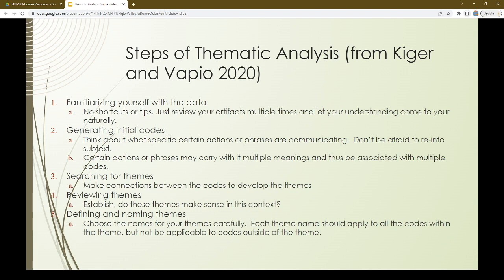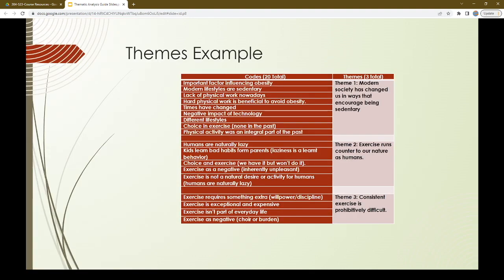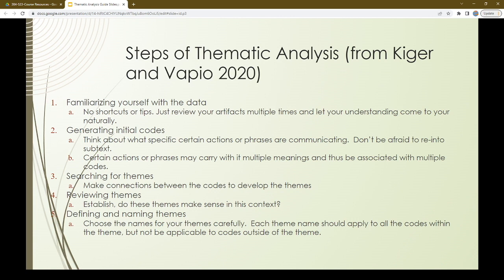Now, I will note that you may end up having, by the time you're done with your themes, what I would call orphan codes. I would expect most of your codes should fit into themes, but maybe not necessarily all of them. You may have noticed when you're looking at my coding and my themes, my 9 code, the implicit ideal person is a fit, physically active, and thin person. That I kind of inferred out of this one sentence right here, but in all honesty, by the time I got to my themes, I didn't see it as fitting into a pattern. So it didn't actually end up making its way into my themes.